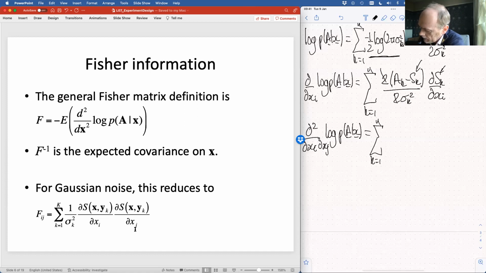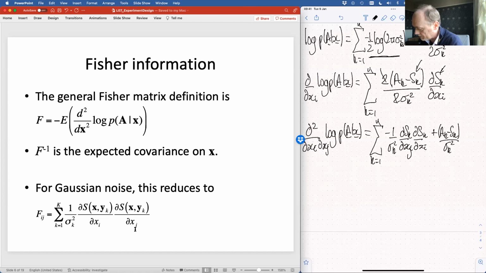Here's the sum from 1 to k. So now differentiating the left-hand term of the product first, I think we just end up with, well, it's going to be minus 1 over sigma k squared dsk by dxi, and then times by the other term, dsk by dxj, sorry, that should be j, shouldn't it? Then differentiating the other half of the product, we're going to end up with plus (ak minus sk) over sigma k squared, and then it'll be the second derivative of sk by dxi dxj.